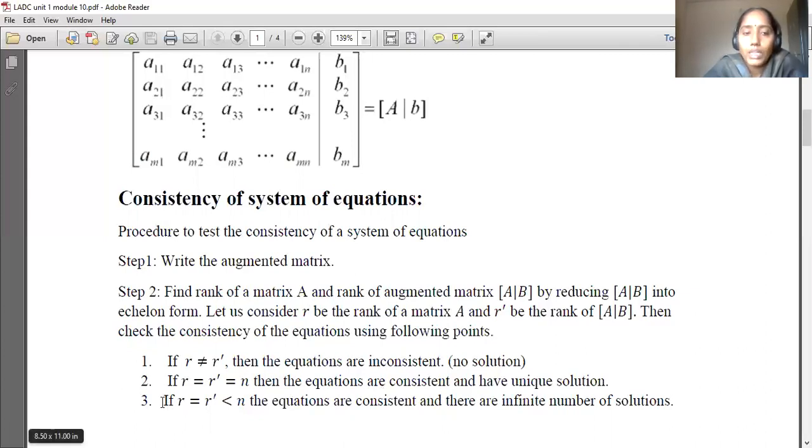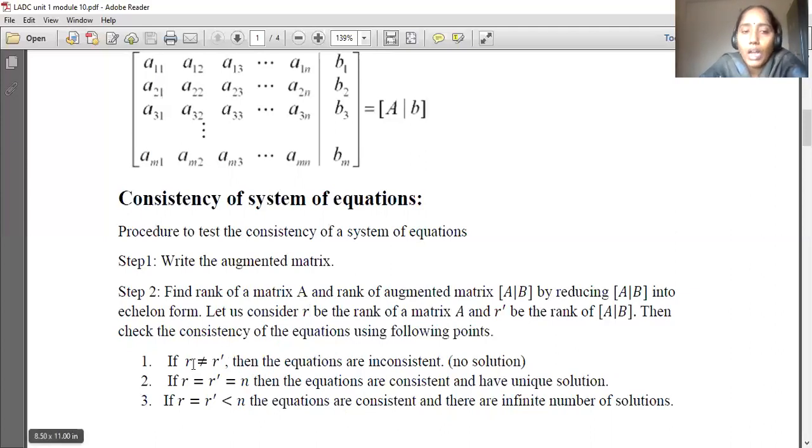Now coming to the next point, if R is equal to R dash, which is less than N, that means rank of A is equal to rank of AB, that's the augmented matrix, which is less than the number of unknowns given in the system of equations, then the system is consistent, but it has an infinite number of solutions. That all depends on the relation between R, R dash and N. So mathematically, depending on these points we decide what type of solution exists. But what is the geometrical meaning of this system of solutions?